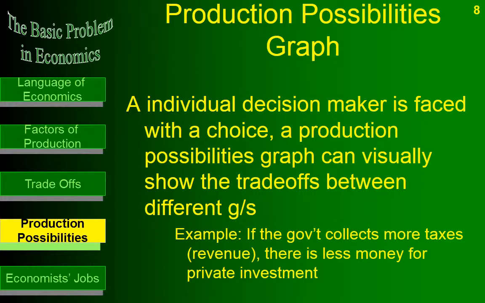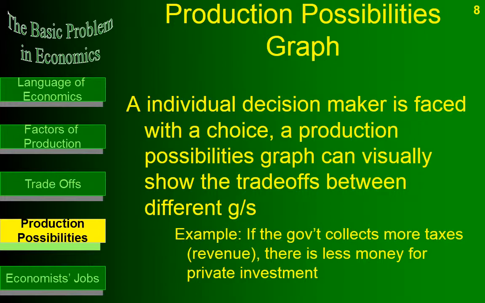Now, for example, if the government collects more taxes, it's going to affect the amount of money that's available for people to put into their own private businesses, to maybe purchase things in order to create more jobs. And so that is something that could be graphed to show that we're making a choice between, are we going to fund the government or are we going to fund private investment.